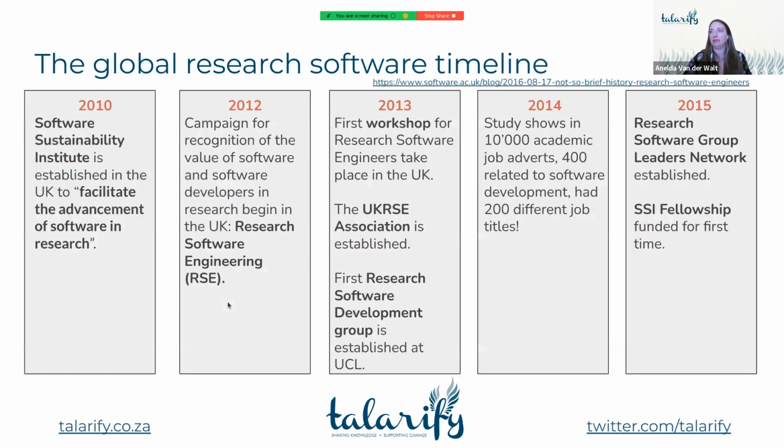To help you appreciate the extent of focus placed on research software in the global north over the past decades, I will share some highlights from the research software timeline. Most importantly, I want to highlight a 2014 study which showed that from 10,000 academic job adverts, 400 were related to software development, and these positions had 200 different job titles. And that was already in 2014, so you can imagine what has happened since on the job market.